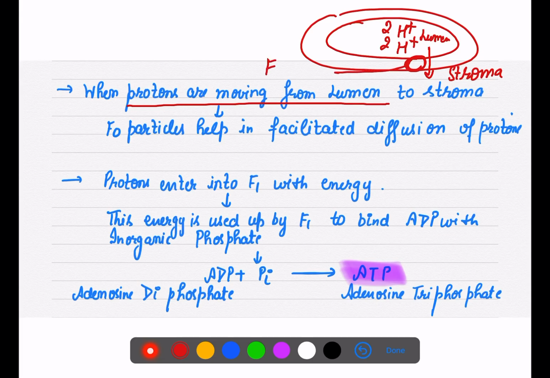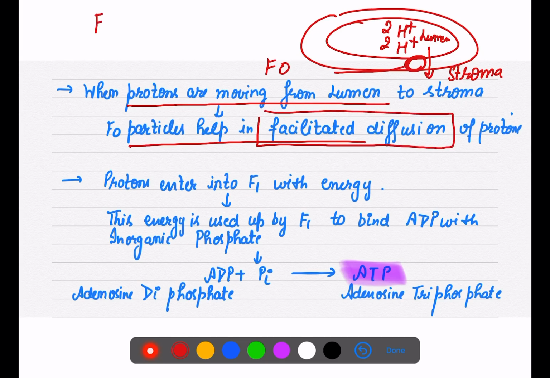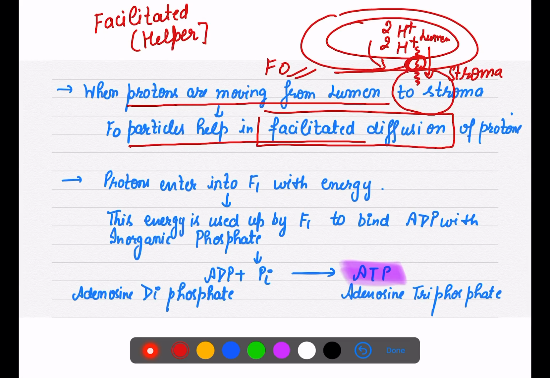सबसे पहली हेल्प उनको मिलती है F0 पार्टिकल्स इन द फैसिलिटेटेड डिफ्यूजन। फैसिलिटेटेड डिफ्यूजन हम जानते हैं कि वो डिफ्यूजन जिसमें हमें हेल्पर की ज़रूरत होती है। तो यहाँ पे ट्रांसपोर्टेशन के टाइम पे कौन फैसिलिटेट कर रहा है? F0 पार्टिकल्स। Now protons, they are coming with energy, so with energy they enter into F1 particles and this energy is used by F1.